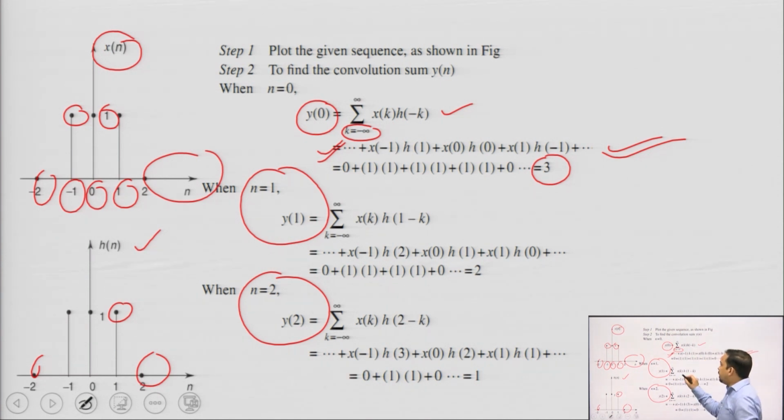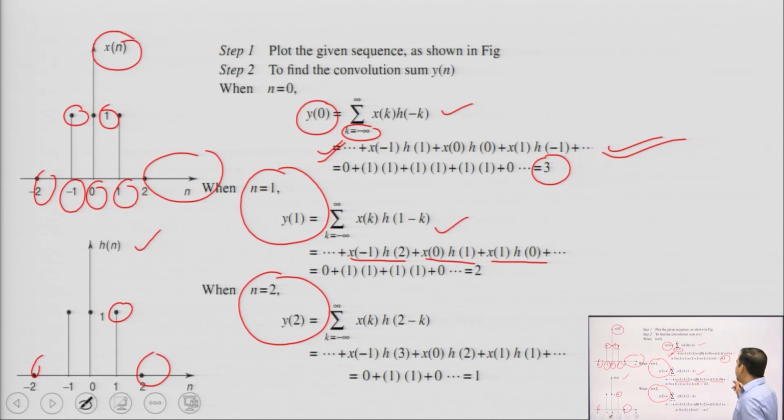Y of 1 will be summation k equals to minus infinite to infinite x of k multiplied by h of 1 minus k. Now, we will start putting the values of k. So, first let us say k equal to minus 1, so we are getting x of minus 1 multiplied by h of 2. Now, we are putting k equal to 0, we are getting this particular term. When we put k equal to 1, we are getting this term.